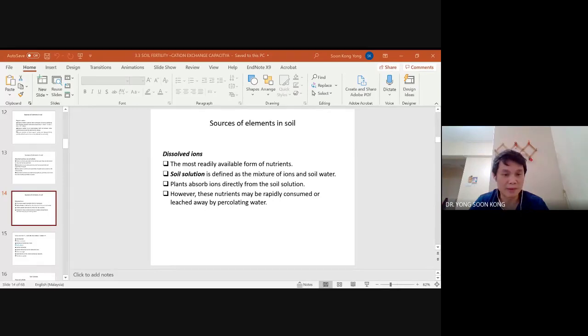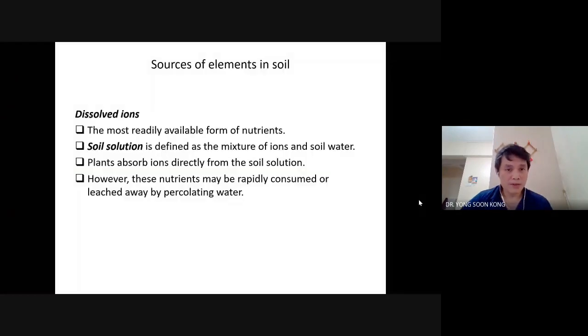Okay, dissolved ion. Let me come back to dissolved ion right here. Now, dissolved ion is the most readily available form of nutrients. Dissolved ion is simply the elements. Like for example, just now I used limestone. But just remember, limestone is calcium carbonate. They are in solid form.